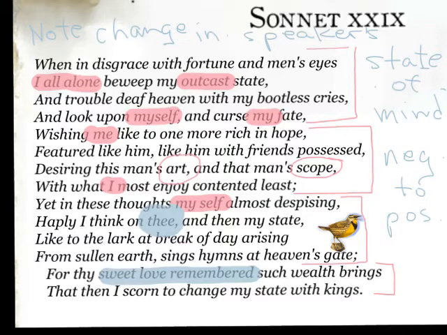I love this word. This is an interesting word. A scope. What does scope mean? Scope can mean the magnitude or the breadth of something.